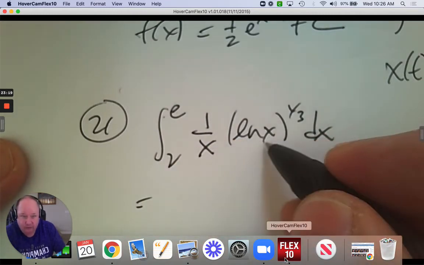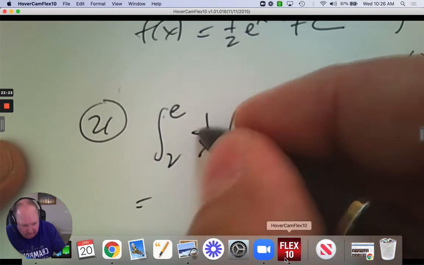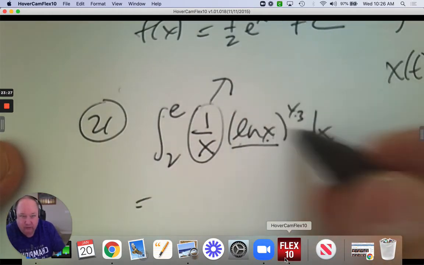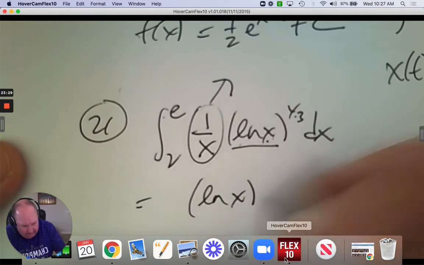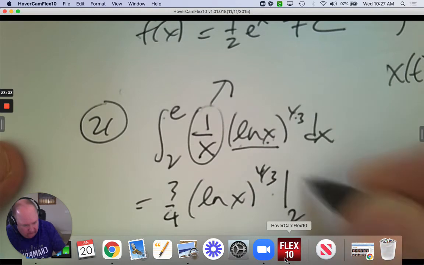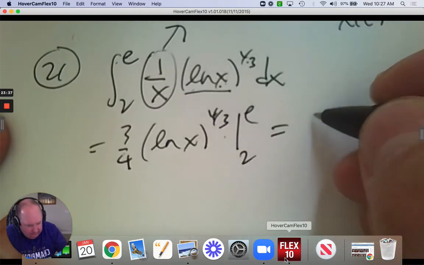So the derivative of ln x is 1 over x. So the hook is there. So the hook is proper, so you can unhook this. And the rule here is just the power rule. So go ln x, add 1 to the exponent and divide, or the reciprocal. And then the limits go from 2 to e. And then the last step is to substitute in.